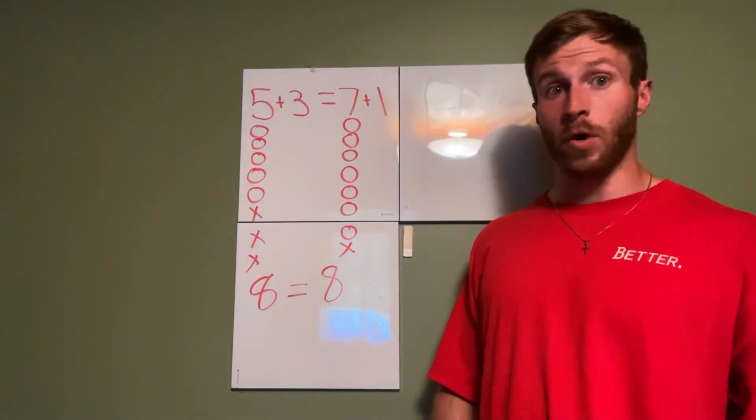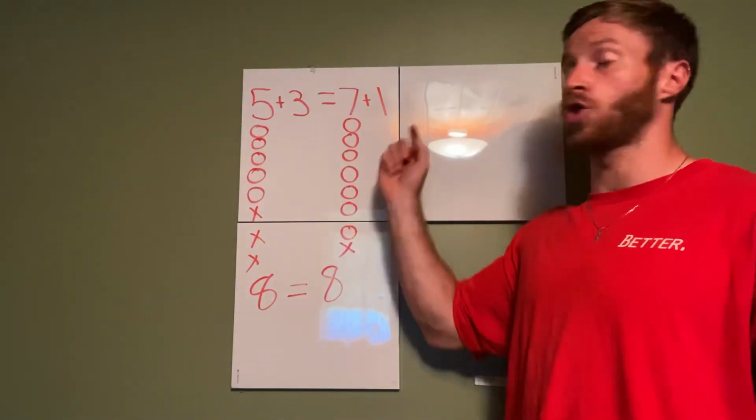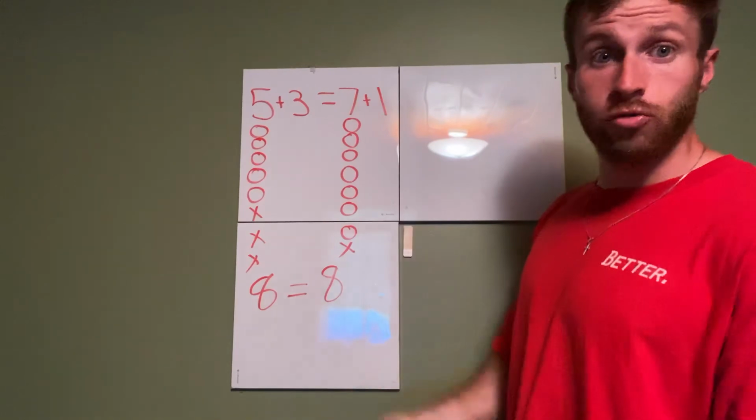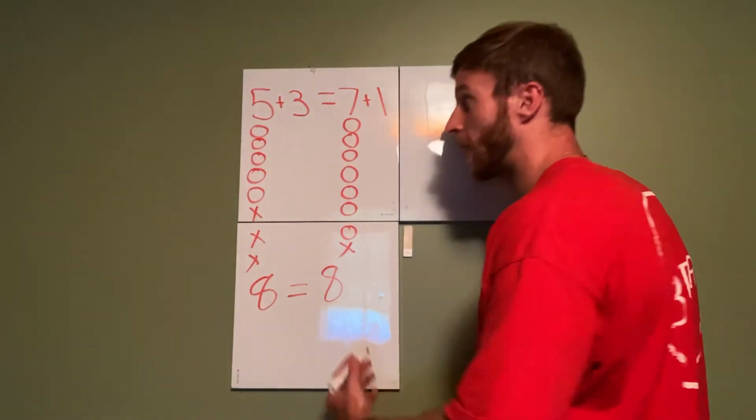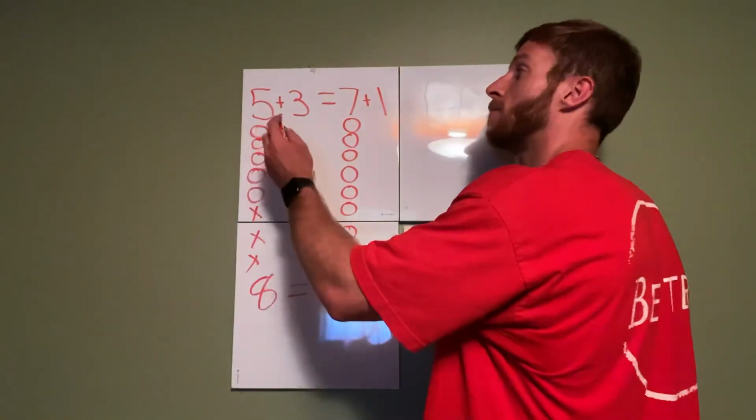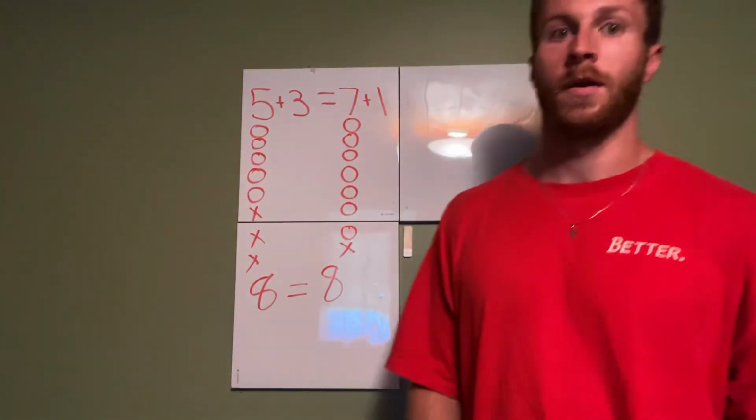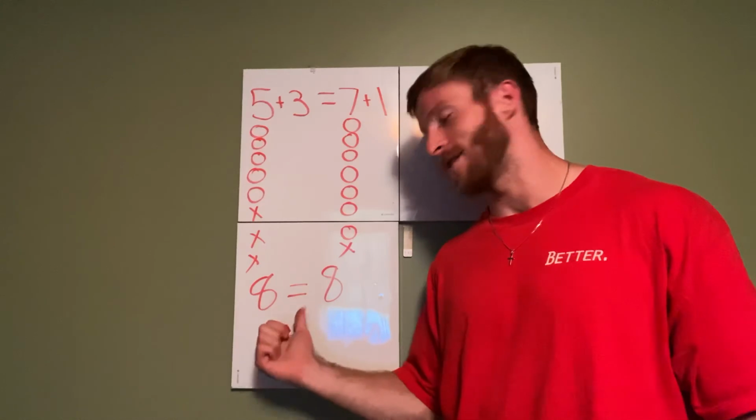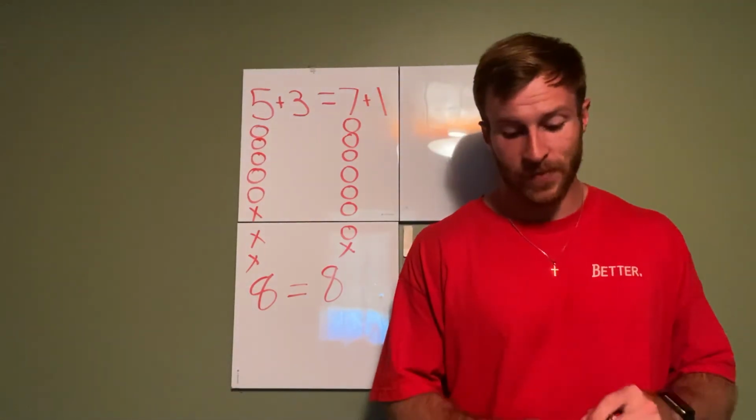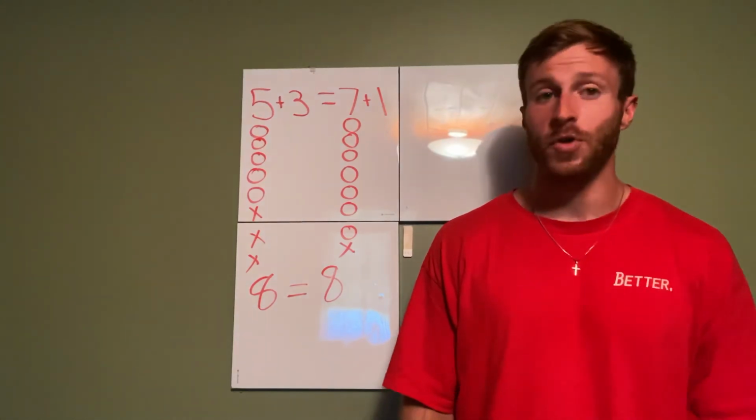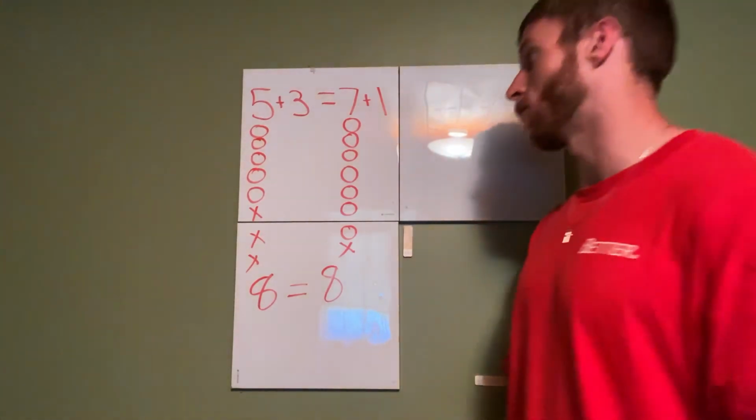If they both equal 8, is this number sentence true or false? It is true. They both equal 8. 8 equals 8, so that must mean 5 plus 3 equals 7 plus 1. Just a different way of writing 8 equals 8. Okay? Whew. That's tiring. Good job. You guys have been doing fantastic work.